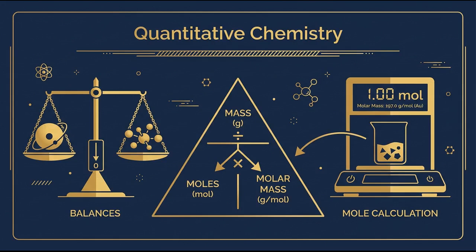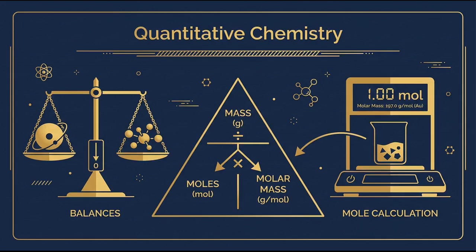You can also calculate gas volumes. Any gas at standard temperature and pressure occupies a molar volume of 22.4 cubic decimeters per mole. If a reaction decomposes 25.0 grams of pure calcium carbonate, it produces 0.25 moles of carbon dioxide, which occupies 5.6 cubic decimeters.